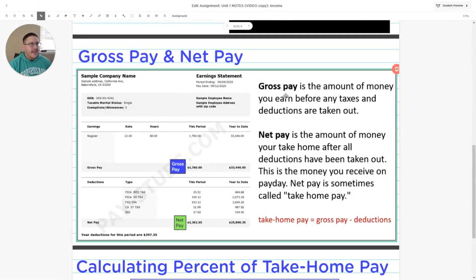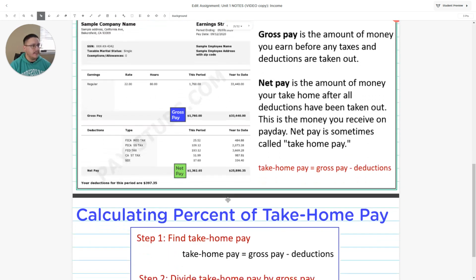Reminder about gross and net pay. Gross pay is the amount of money you earn before any taxes and deductions are taken out. Net pay is the amount of money you take home after all the deductions have been taken out. This is the money you receive on payday, sometimes called take-home pay. Take-home pay equals gross pay minus the deductions.